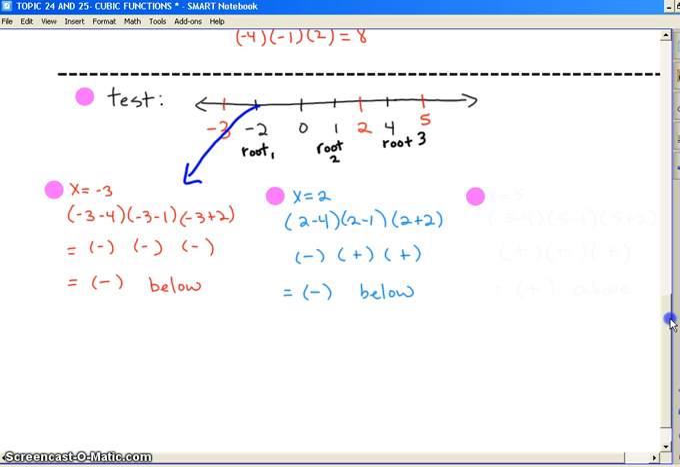So 2 minus 4 is negative, 2 minus 1 is positive, 2 plus 2 is positive. The resulting product would be a negative number. Okay? So between those two roots, my graph has to be below because my answers will always be negative. My ordered pair, if x was equal to 2, I'd go over to 2 and I'd have to go down because it's a negative answer. Right? So between these two roots, the graph is going to be down.